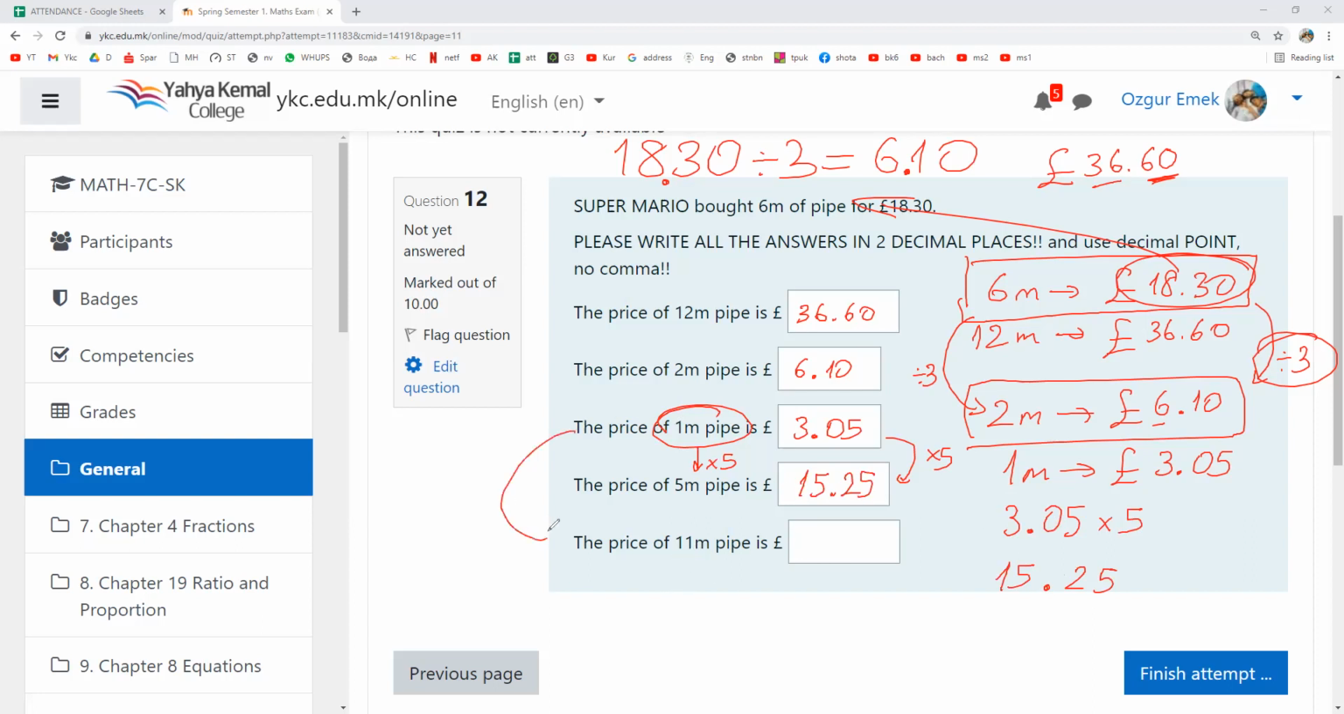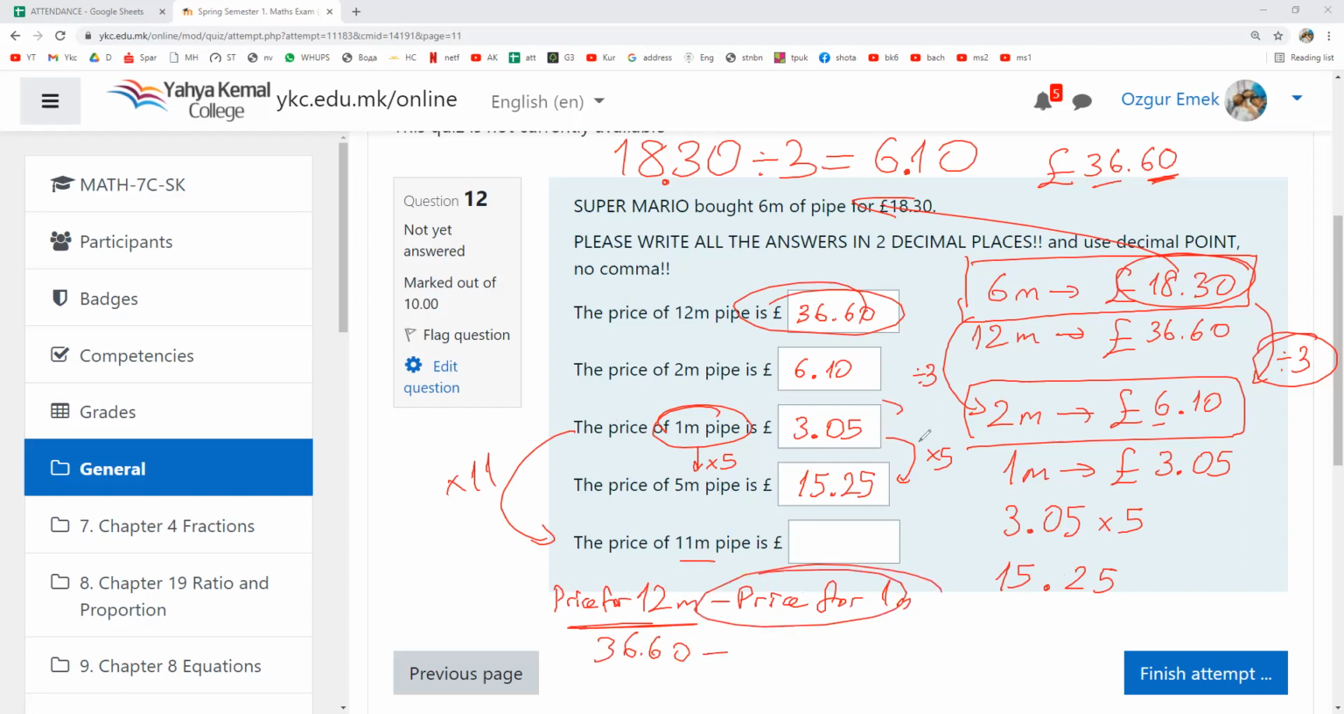You can multiply this price by 11, or we can take the price for 12 meters minus the price for 1 meter. Price for 12 meters, 36.60. Price for 1 meter, here it is, 3.05. So it's going to be 33.55. Please don't subtract horizontally.